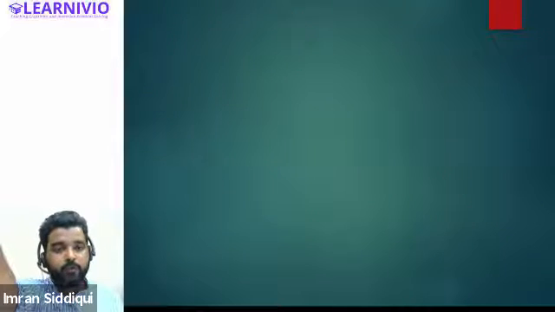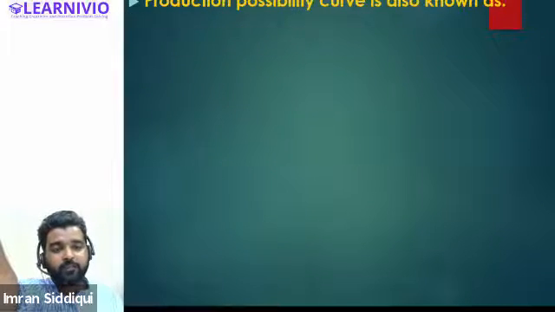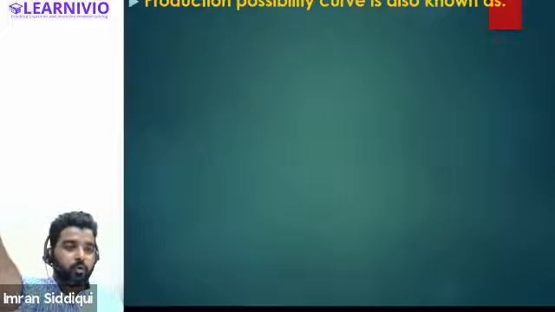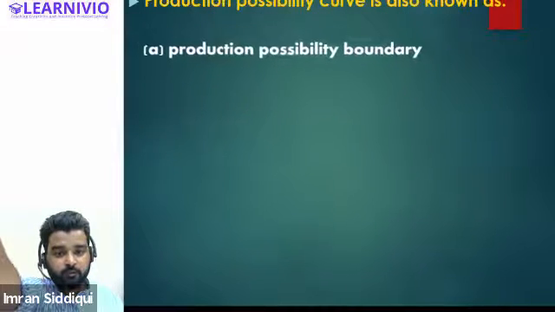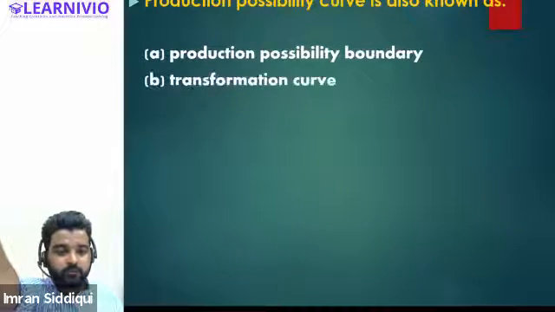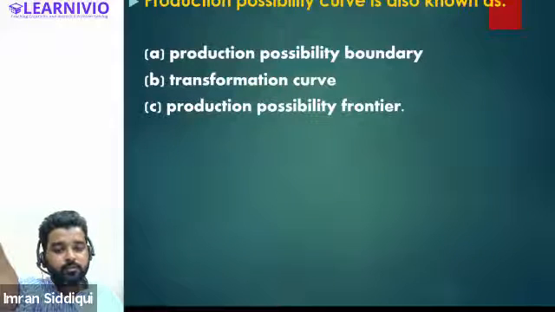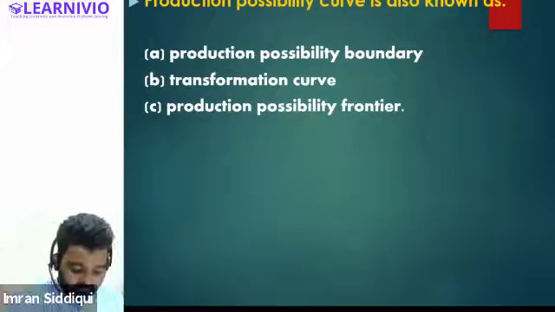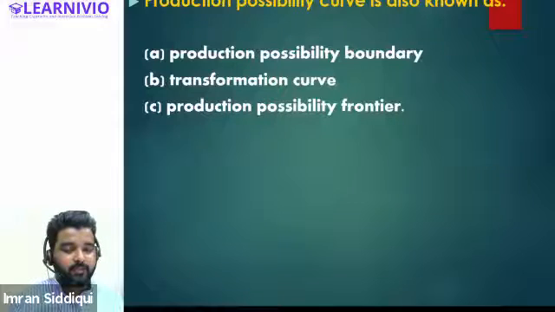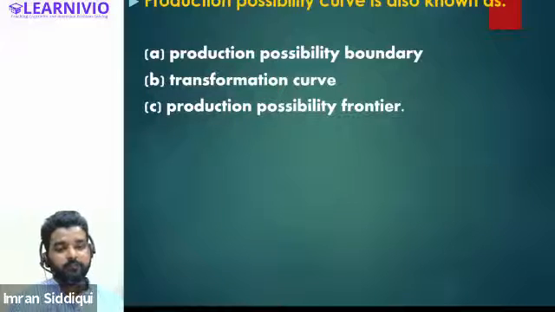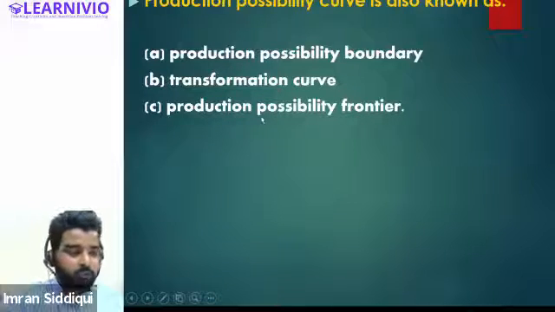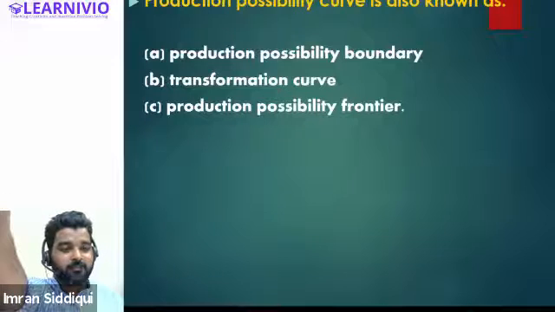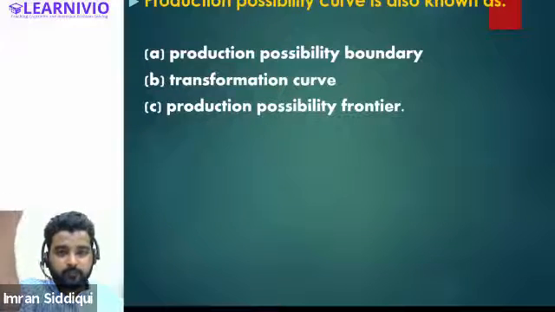Clear? Okay. Now, production possibility curve is also known as production possibility boundary. It is also known as transformation curve, and it is also known as production possibility frontier. These are various names of production possibility curve. We can call it production possibility boundary, transformation curve, or production possibility frontier. All of these are the same thing.